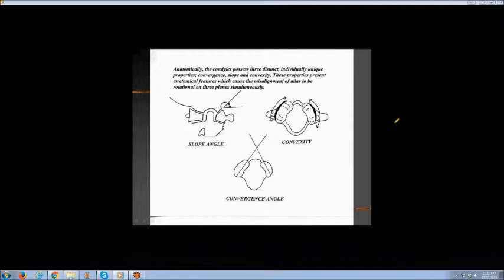Anatomically, the condyles possess three distinct, individually unique properties: convergence, slope, and convexity. And when we see this convexity, we're not only seeing it move this way, but also something you're not seeing: this portion right here is actually up higher than this portion right here.